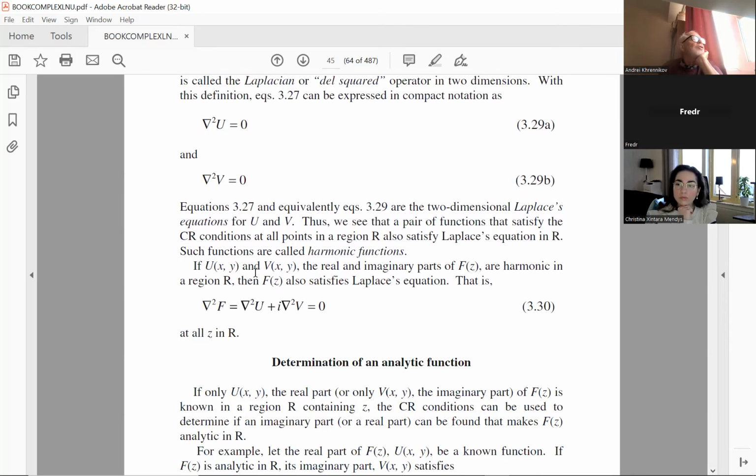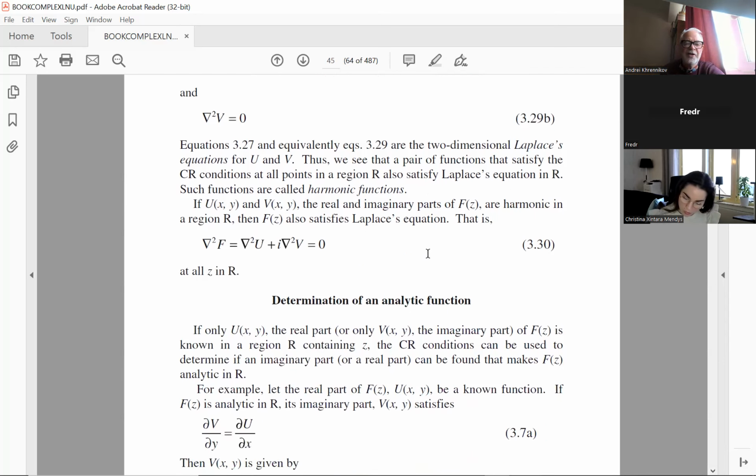So you should remember that if you have an analytic function and take its real part u and imaginary part, both these functions satisfy the Laplace equation. And functions which satisfy the Laplace equation are called harmonic functions. So you should remember the words harmonic functions as those functions which satisfy the Laplace equation. And these functions we can easily get from any analytic function.